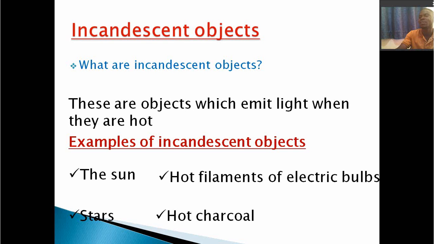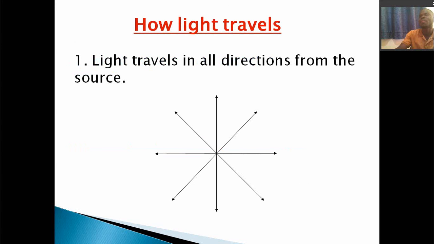Yes, the red charcoal emits light. So it is also an example of an incandescent object. Now let's go on and look at how light travels.